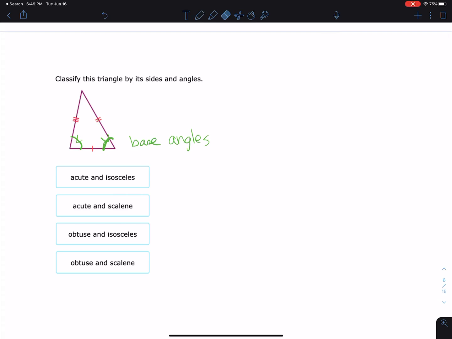So let's see. I can see it's isosceles, so I'm going to keep A. So I'm basically doing process of elimination. It's not scalene, so it can't be the second one. It's not obtuse because there's no angle that's bigger than 90. It's not obtuse, so it's definitely acute and isosceles.